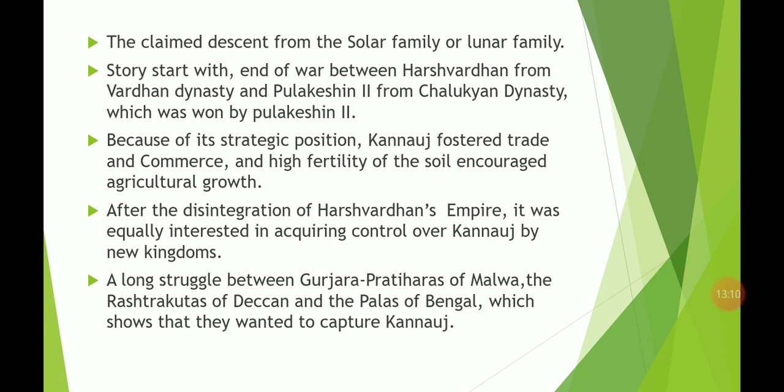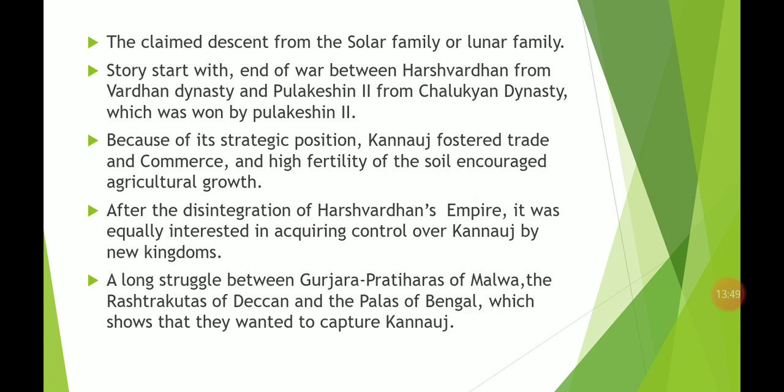What we have to read in this topic is that there are three dynasties that continuously fought for the control over Kannauj, and it lasted more than one century. The kingdoms were the Gurjar Pratiharas, who belonged to the Malwa area, the Rashtrakutas, who belonged to the Deccan area, and the Palas, who belonged to the Bengal area. So it shows that basically these dynasties or kingdoms wanted to capture Kannauj.